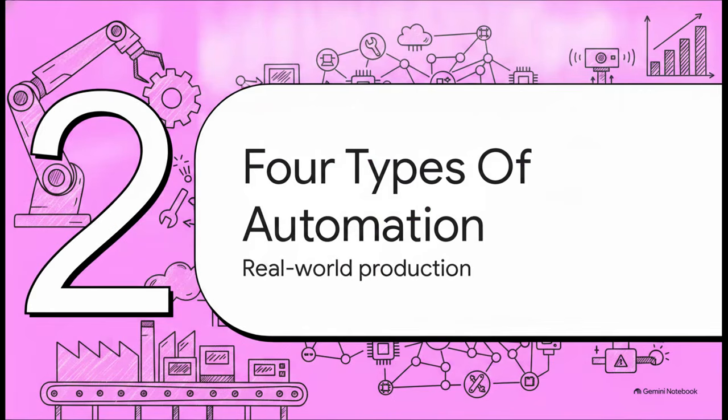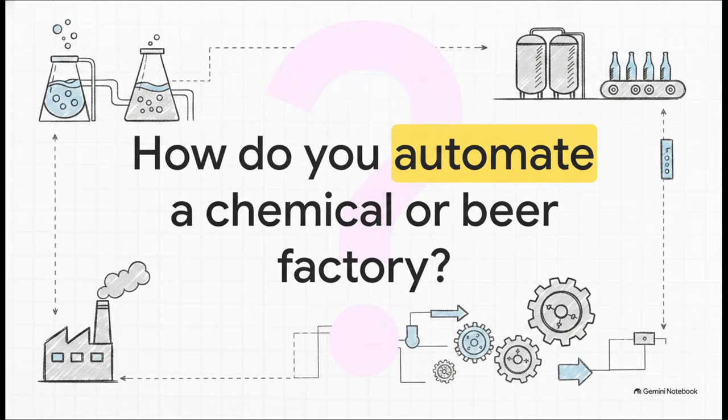Moving on to Section 2, the 4 types of automation. This is where we transition from history right into real-world professional application. So I want to pose a question directly to you. How do you actually automate a massive chemical plant or, say, a beer factory?